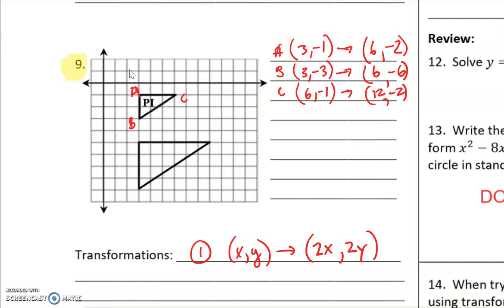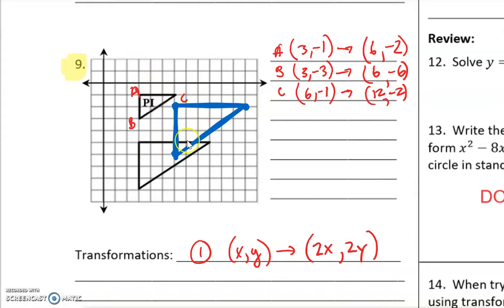Now we're going to go plot those points on the graph. So 6, -2, let me use a different color. So 1, 2, 3, 4, 5, 6, -2 is right here. 6, -6 is 3, 4, 5 here. And 12, -2. So 7, 8, 9, 10, 11, 12, -2 is here. I'm going to go ahead and connect those. Now you can see we are the same exact size now, right?